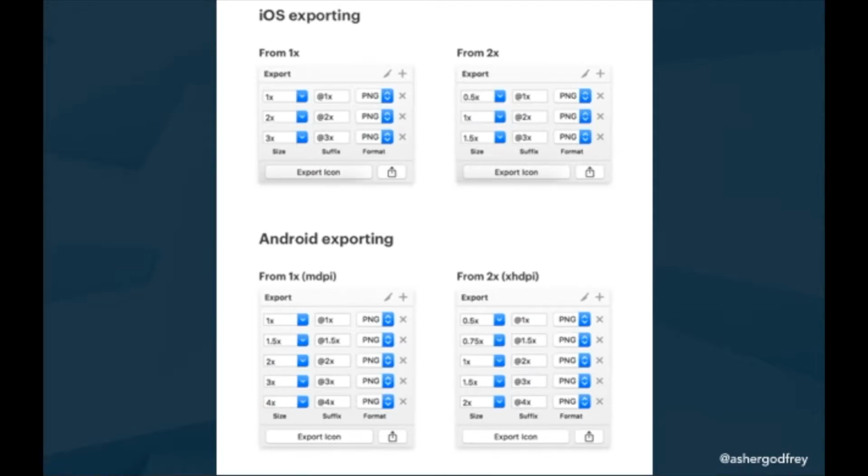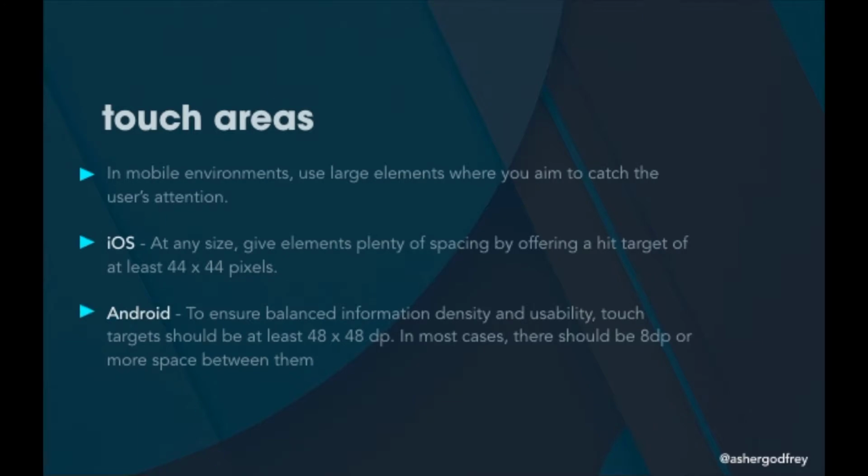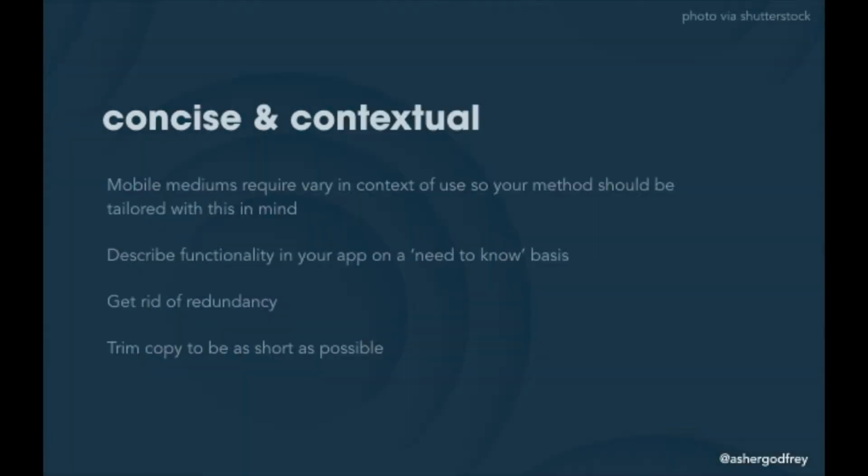XDPI. Okay. So touch areas. In mobile environments, use large elements when you can. The larger the touch area, the easier it's going to be for the people using your apps. So basically on iOS, use 44 by 44 pixels at 1x, and on Android, it's 48 by 48. They have even bigger touch areas. It's like Material Design is even trying to one-up Apple. Go figure. They used to love each other.